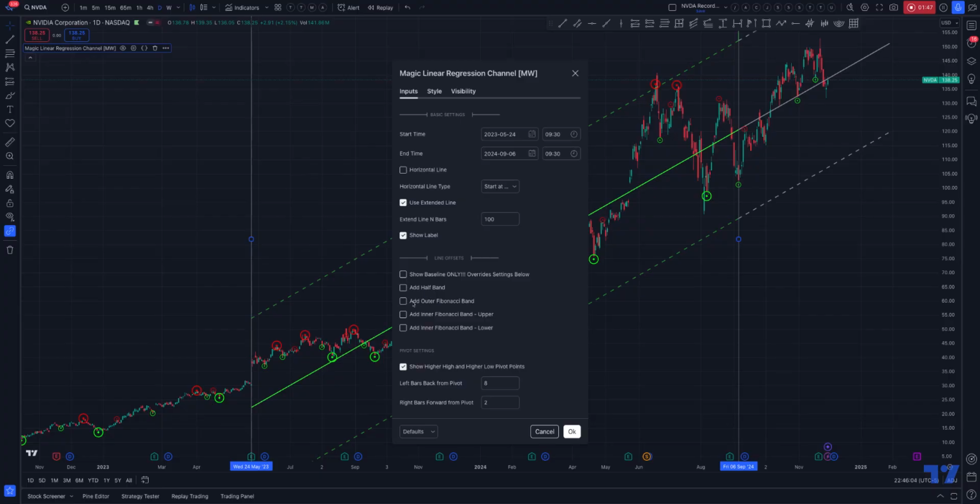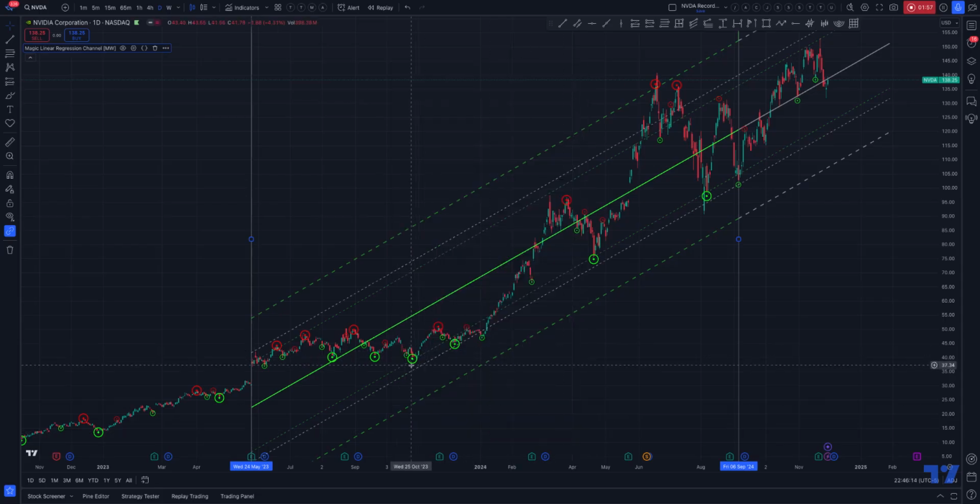So what I want to do is add half band and an inner Fibonacci band upper and see if we're getting any agreements there. And there you have it. We have bounces on the half band, on the inner Fibonacci band upper. On the half band, we have a bounce, half band, bounce, inner Fibonacci upper, inner Fibonacci. So we're getting a lot of agreements to this band. It's being respected in a lot of places. So I'm going to like this one, and we're going to stick with that.